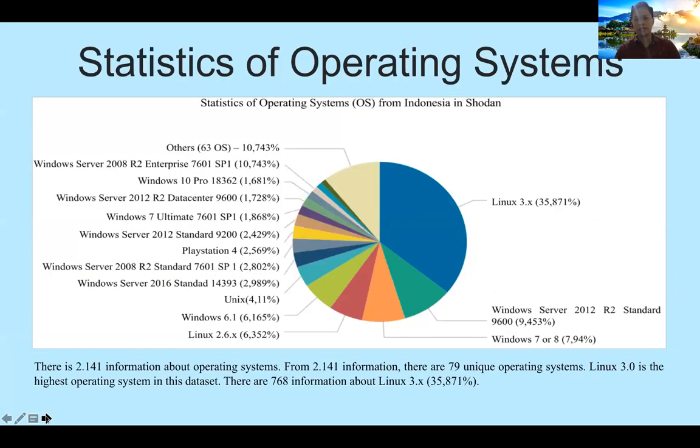For statistics of operating systems from Indonesia in Shodan, we collect 2,141 pieces of information about operating systems. From these 2,141, there are 79 unique operating systems. Linux 3.x is the highest operating system in this dataset. There are 768 pieces of information about Linux 3.x. It is about 35.871%.